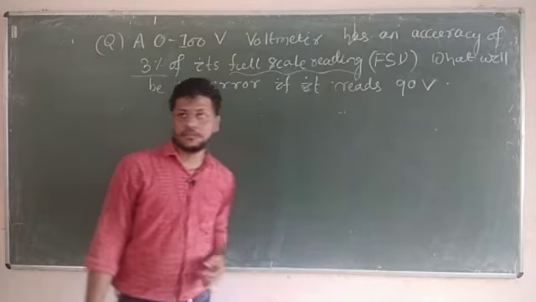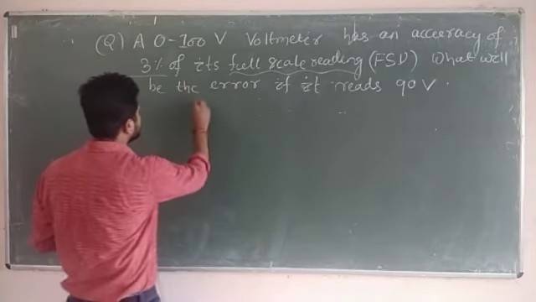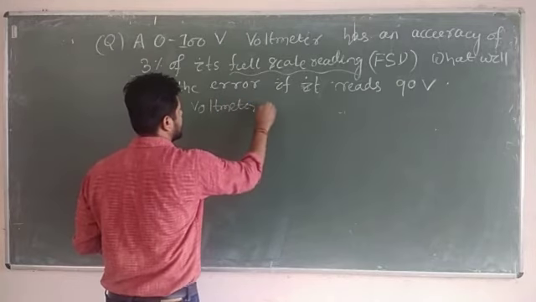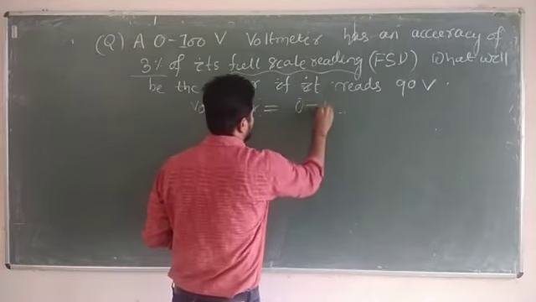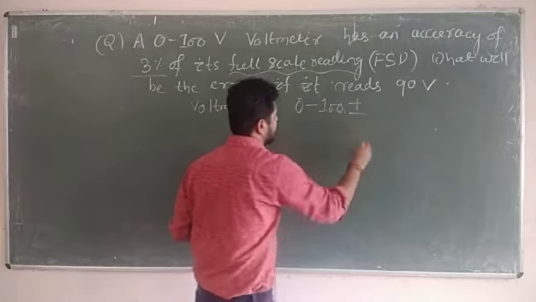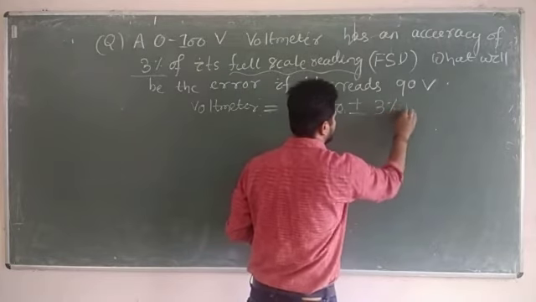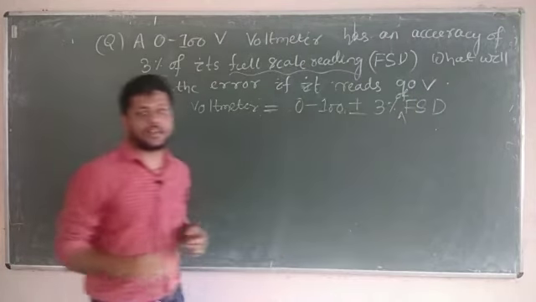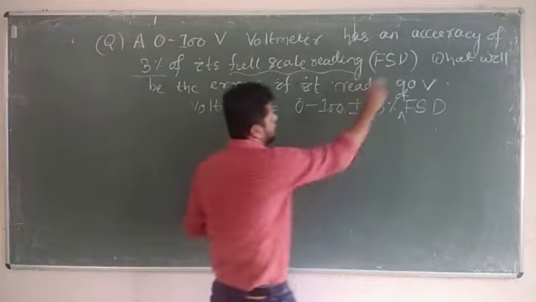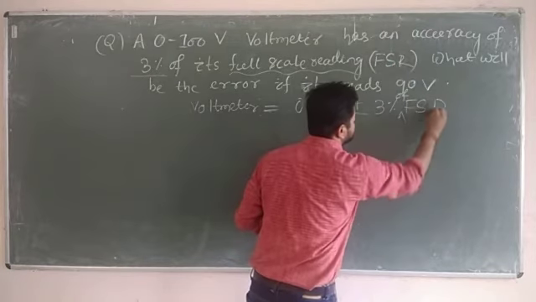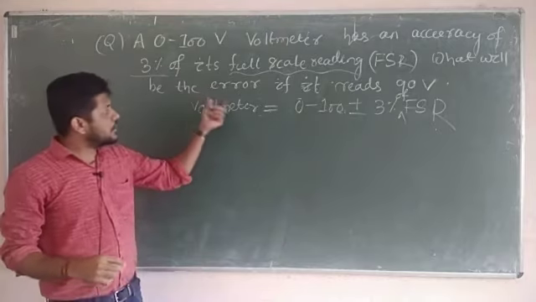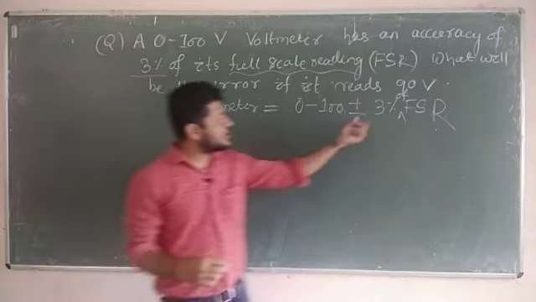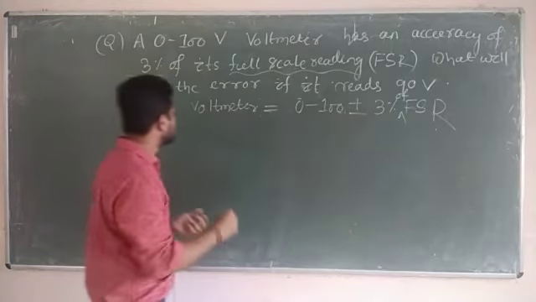On full scale reading. So the voltmeter reading is 0 to 100 volt, plus or minus 3% of full scale reading, FSR. This is the error part. But we need to calculate the error if it reads 90 volt. The error given is 3% at full scale.